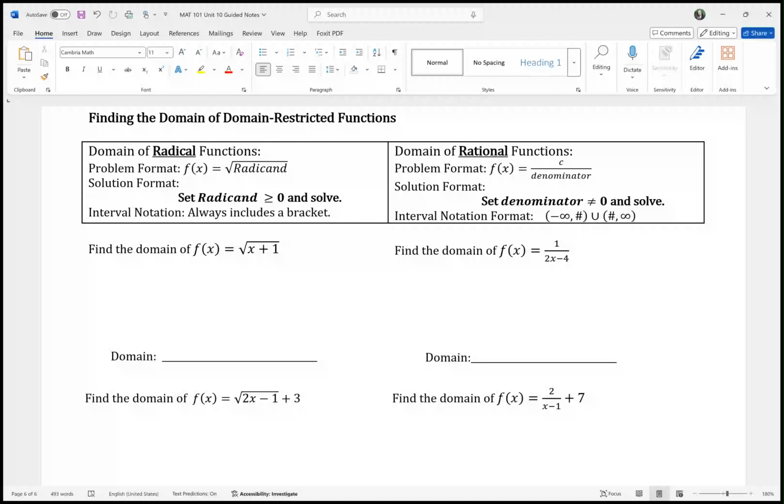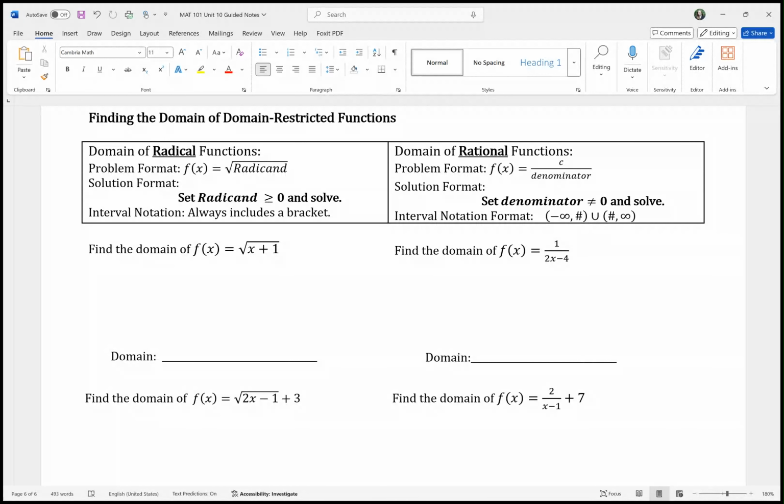In this video, we are finding the domain of certain types of functions called domain restrictive functions. And we are looking at two specifically. One is radical functions and the other is rational functions. So basically those with a square root and those that are in fraction format. So let's start off with looking at the domain of radical functions.